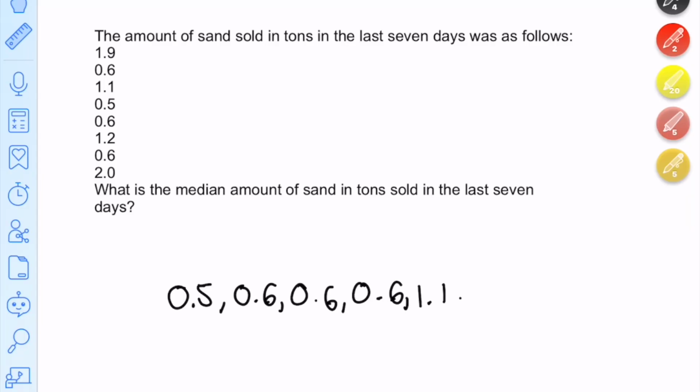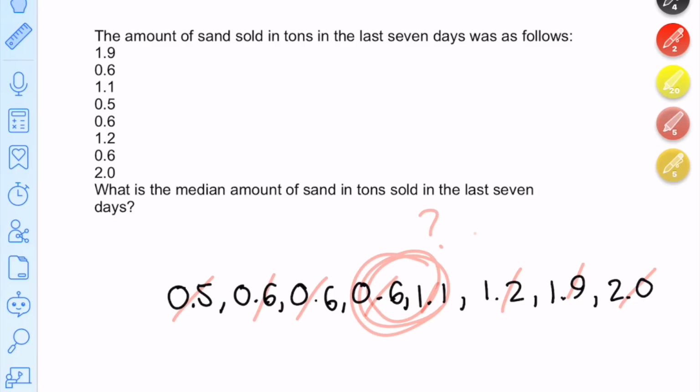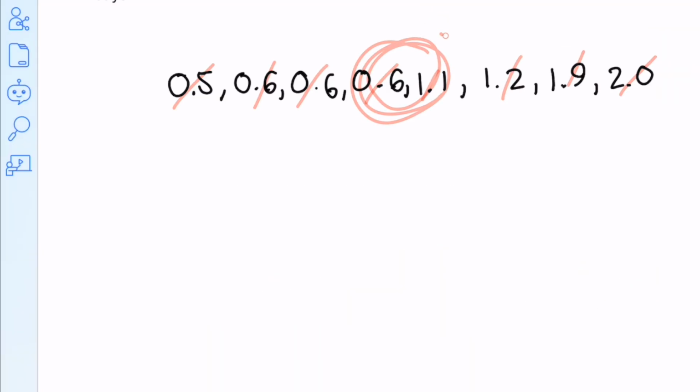The median is the middle value in an ordered dataset, serving as the measure of central tendency. This means if I cross out the values from either end, making my way to the middle, I should get the median. However, I have an even number of values, meaning there is no middle value. So what do I do?